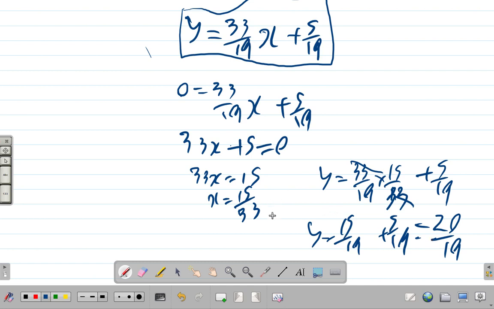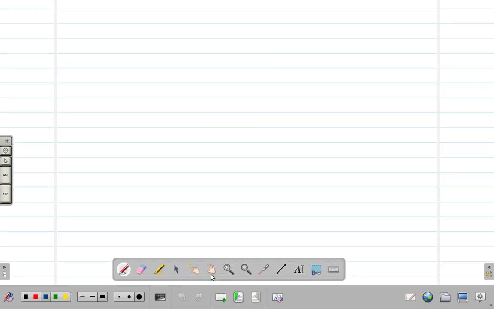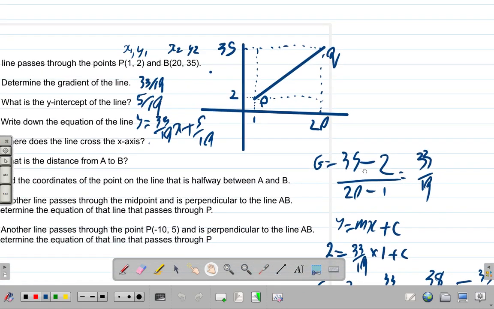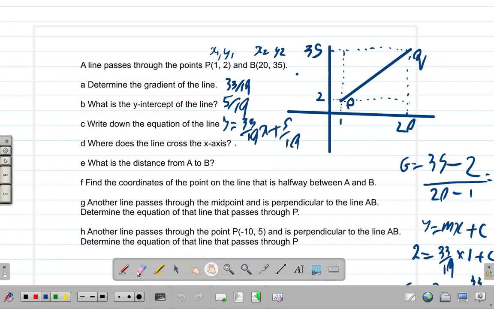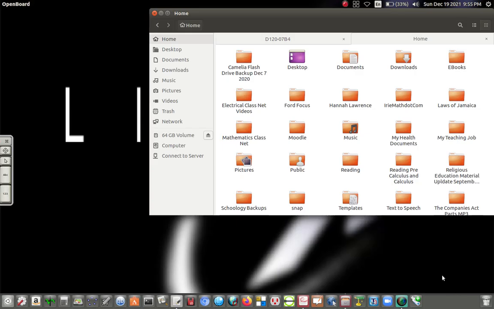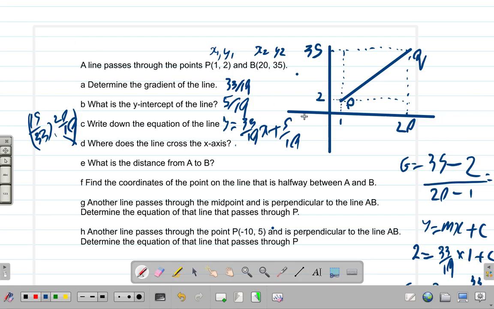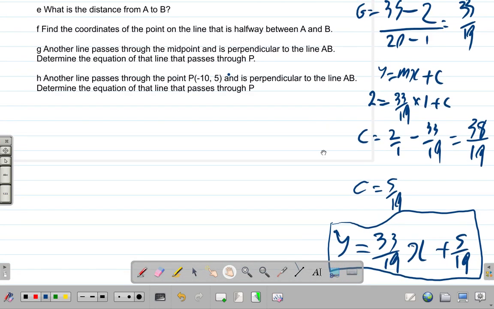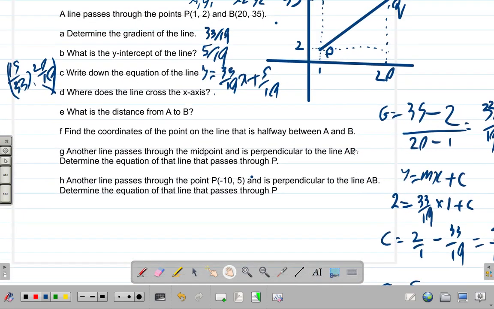So when x is 15 over 33, y is 20 over 19. So it's 15 over 33, 20 over 19. So in this case, where the line crosses the x-axis is 15 over 33, 20 over 19. Did I remember that right? Let me look back at what we have here. Right. Alright.